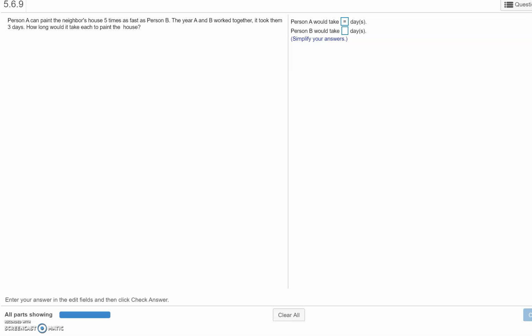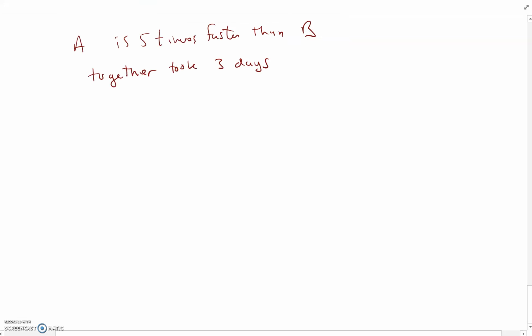Okay, so we've got person A can paint 5 times faster than B. When A and B worked together, it took them 3 days. That's together. How long will it take each to paint the house separately is the question. So I've kind of set it up here.